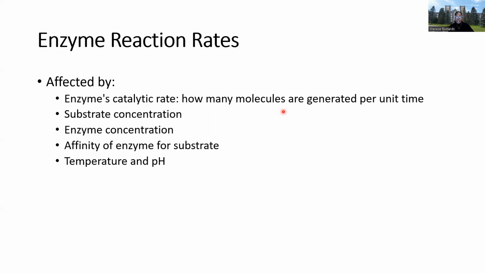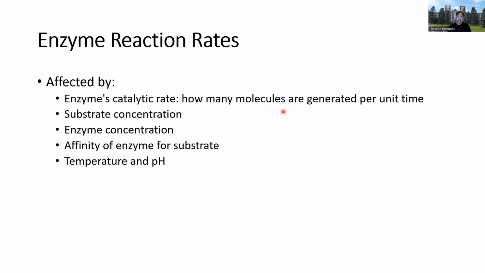How much substrate is present? How much substrate is the enzyme working with? If it has lots of substrate, it's going to generate lots of product, and it's going to generate that product very quickly. If it has a little bit of substrate, again, less product and a slower rate of the reaction. The third factor is the enzyme concentration, and this one is just sort of intuitive, right?